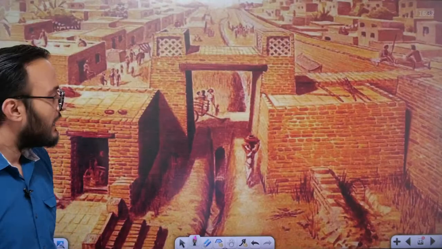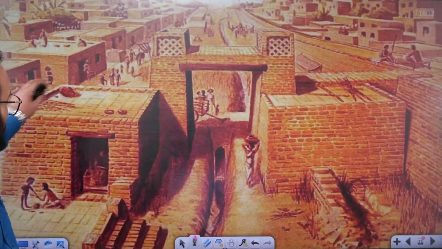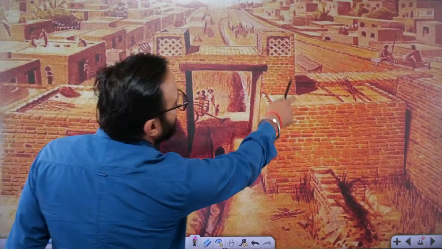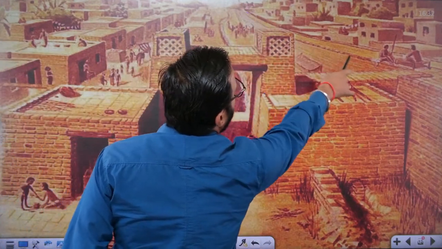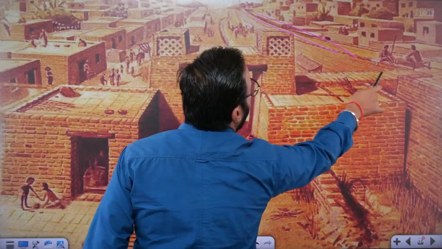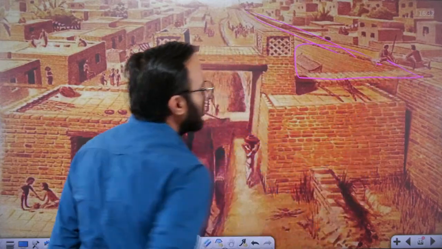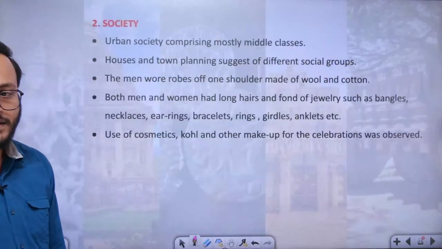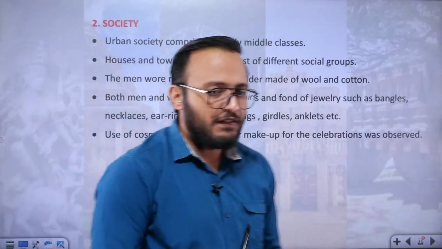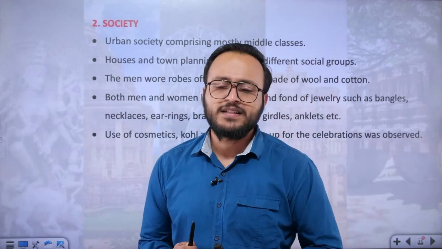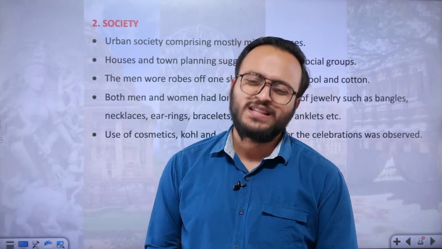Okay, everybody? And this is showing a complete arrangement of the township, where you can see that the main highway was going on the other side, and here these people are sitting on the roof. Now, I think we got a clearer understanding of the town planning. Now let us understand about the society.